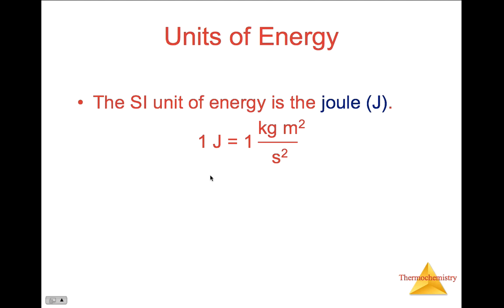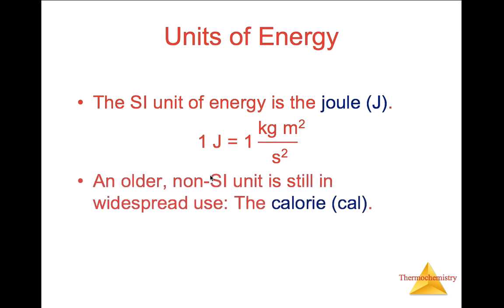The standard international unit of energy is the joule. The joule is equal to a kilogram meter squared per second squared. Lots of times we use 1,000 joules at one time, called a kilojoule. An older non-SI unit that's still used is called a calorie, C-A-L. 1 calorie is equal to 4.184 joules.